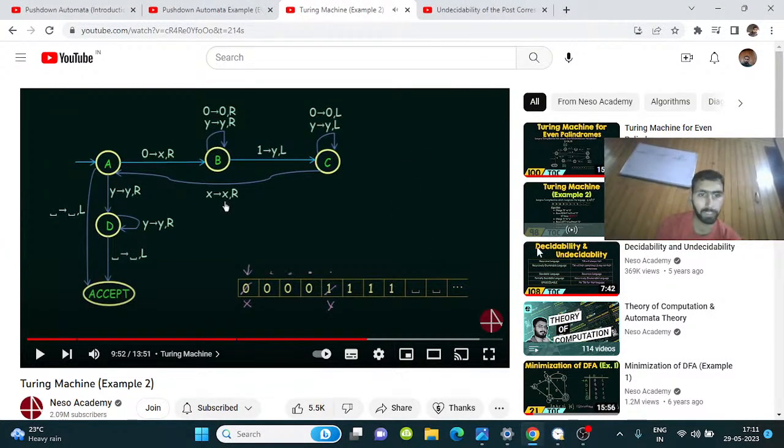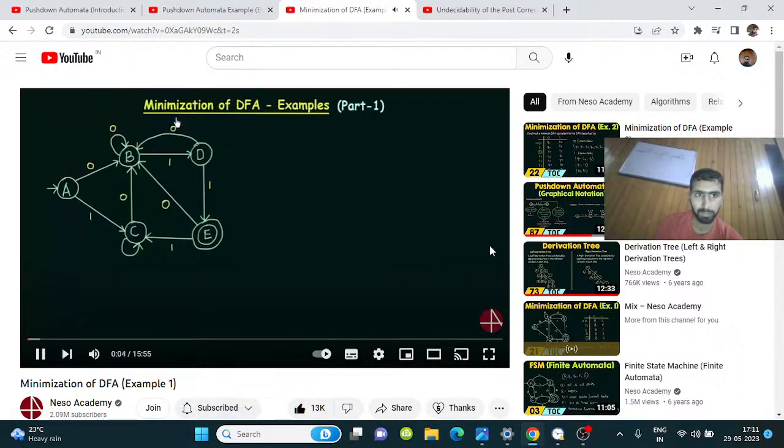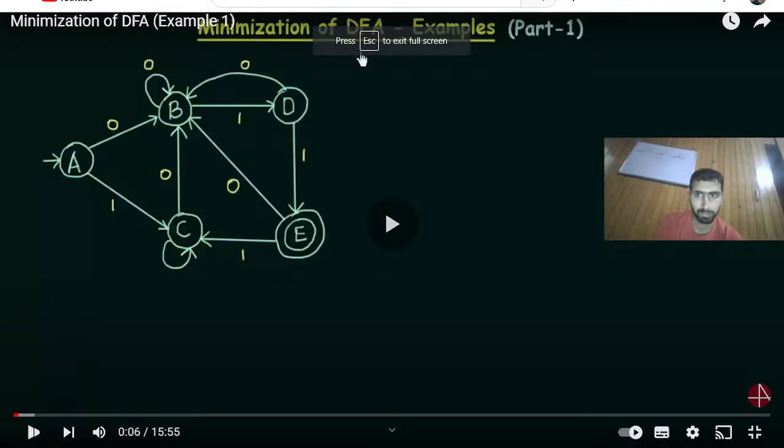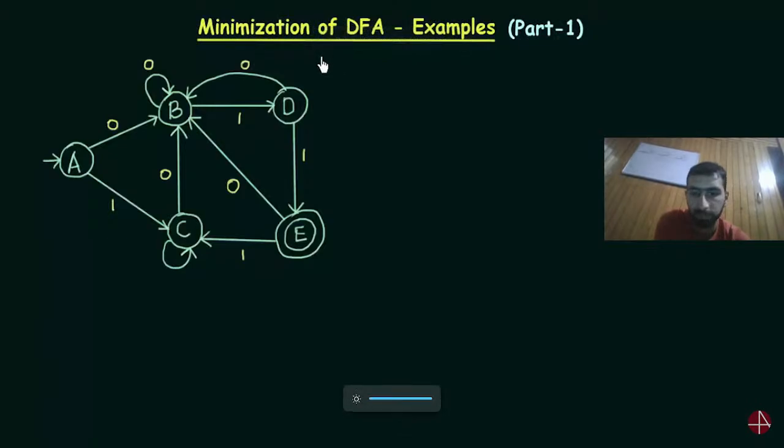Time to study something difficult. We have given you the theoretical explanation of minimization of DFA, and we also learned why minimization of DFA is required. So in this lecture we will be trying to understand practically about minimization of DFA using an example.